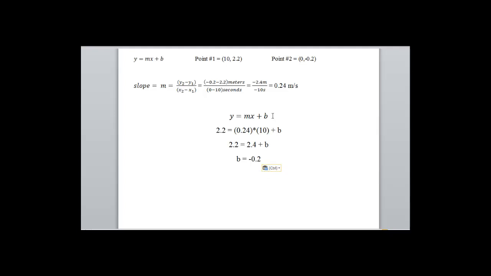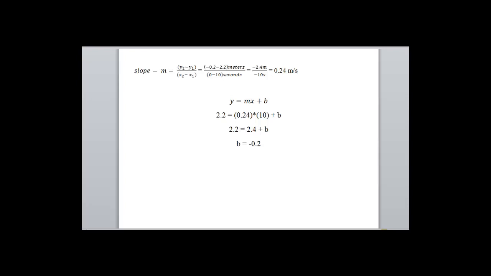So here's our equation y equals mx plus b, and I'm going to choose point number 1 here for x and y. So substituting in for y, I use the 2.2 equals, and substituting in for m, I'm using the slope that we calculated here, 0.24 times the value for x from our point, which is 10, and then plus b, which is our variable. So we multiply these two together and get 2.4, and then when we subtract from both sides, we get the answer that the y-intercept b equals negative 0.2.